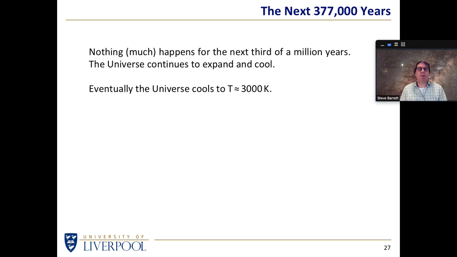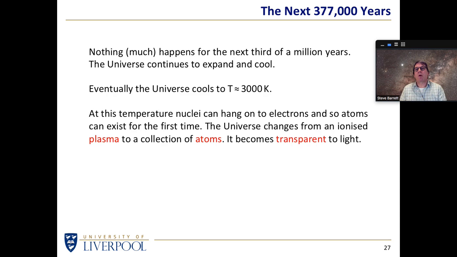However, at some point after 377,000 years, the universe has now expanded to the point where the temperature has dropped to a few thousand Kelvin. Nominally, let's say 3,000 Kelvin. What's so important about that temperature? This now means the universe is cold enough for a nucleus to hang on to its electrons.